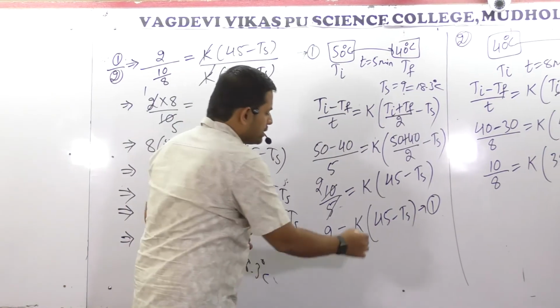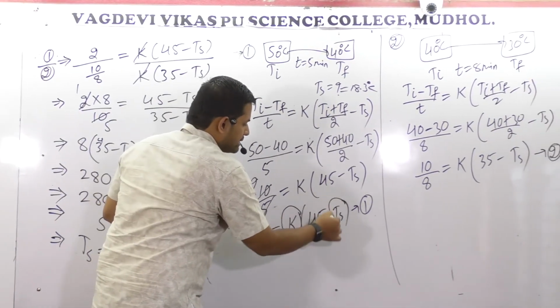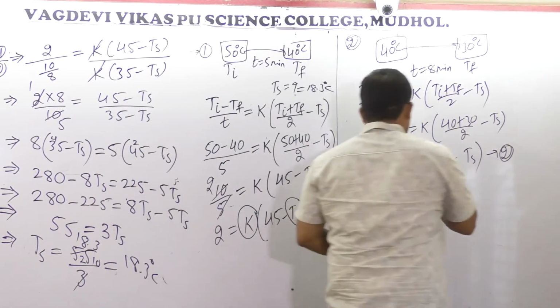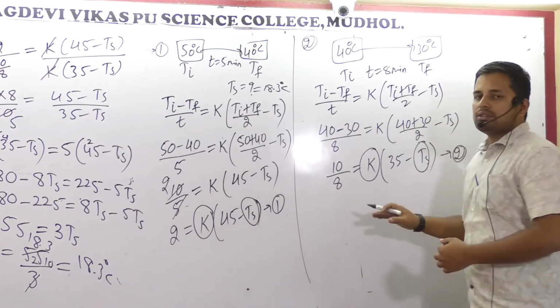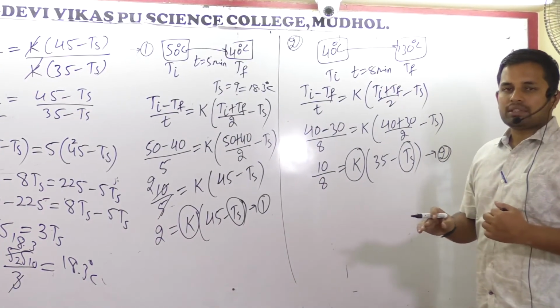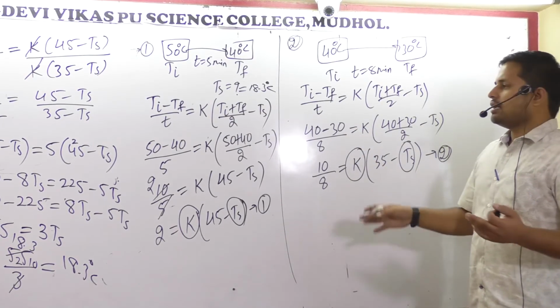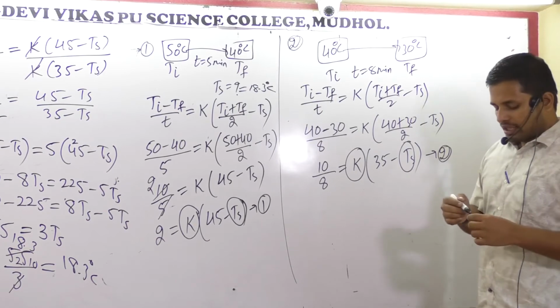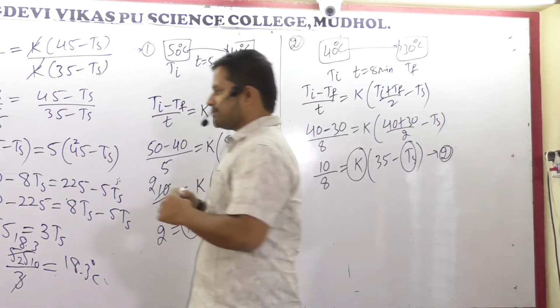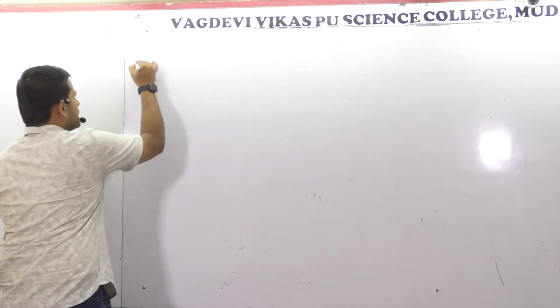See here, whenever you get one equation with K and Ts, both unknown, and here also K and Ts, whenever you come up with such problems in physics, just divide them. Nothing will happen. K will get cancelled and you can find the value of Ts also. Take one more question here.